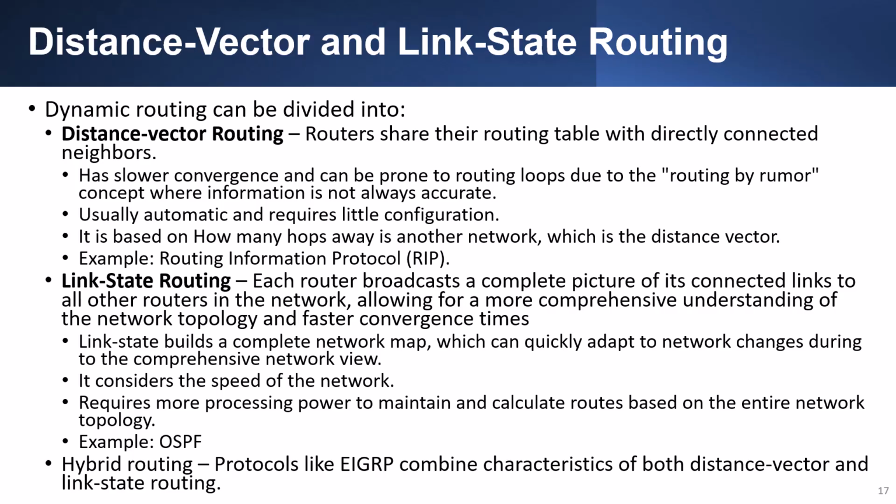Link state routing is where each router broadcasts a complete picture of its connected links to all other routers in the network, allowing for a more comprehensive understanding of the network topology and faster convergence times. Link state builds a complete network map which can quickly adapt to network changes, thanks to the comprehensive network view. It considers the speed of the network. It requires more processing power to maintain and calculate routes based on the entire network topology. Examples include OSPF. Hybrid routing is protocols like EIGRP, which combines characteristics of both distance vector and link state routing.